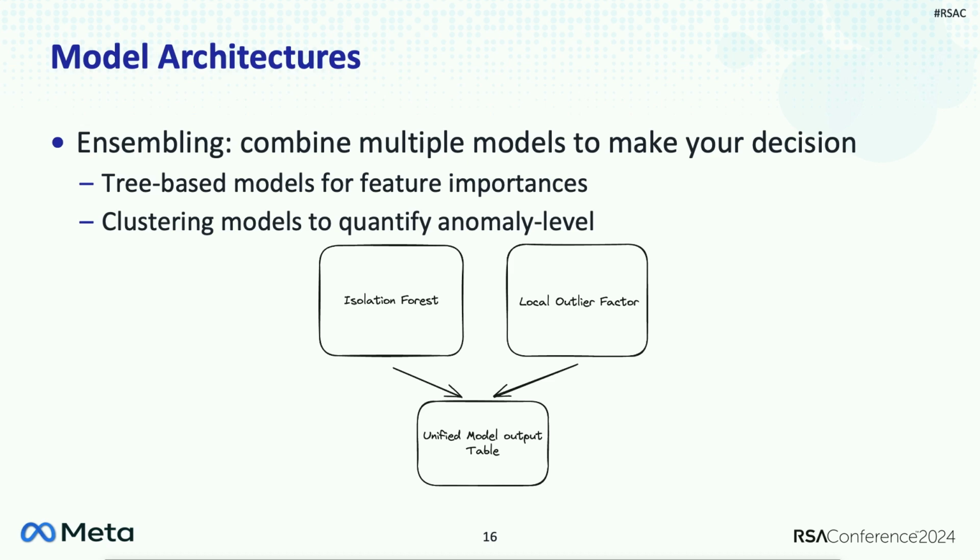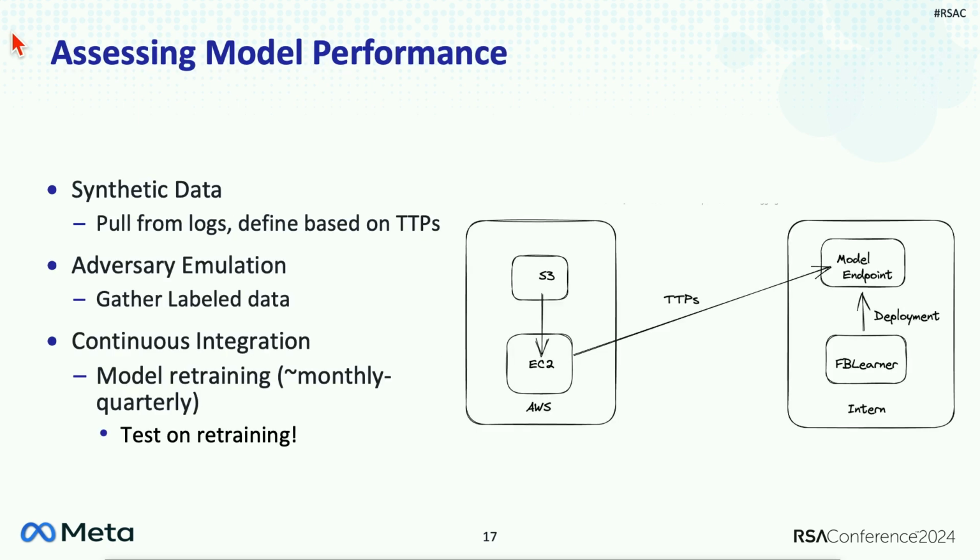So let's talk, we have our data, we've trained our model, but how do we actually validate that it works? This is generally the order that I like to go in. We will start with our synthetic data. What that looks like is we have our TTPs, and then we map specifically which features map to those particular TTPs.